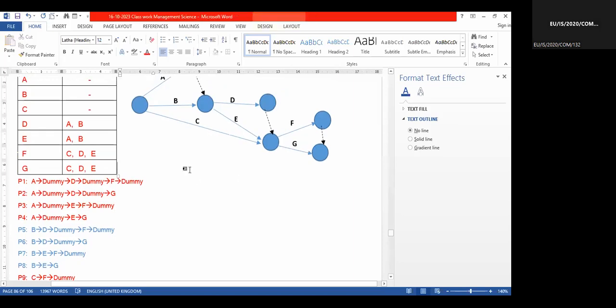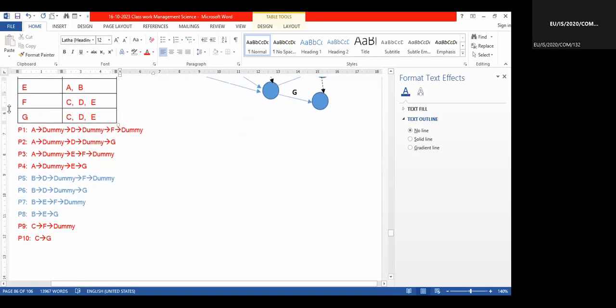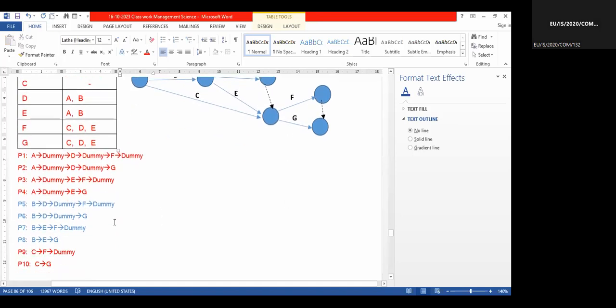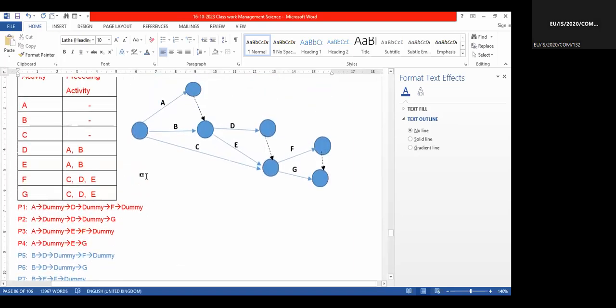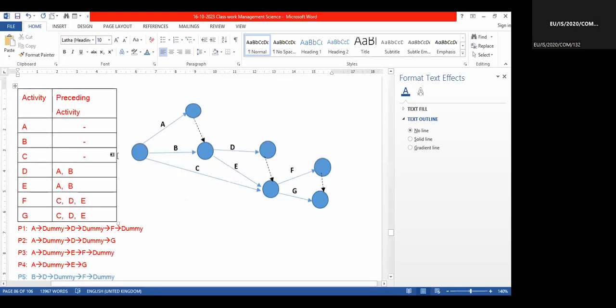Okay. So now you see that with all the forward movements we can easily identify the paths, and dummy also helps us to easily reach the path, right? Now you see all 10 paths are there. Any doubts? So how many paths are there altogether? 10 paths, with some activities as preceding activities.